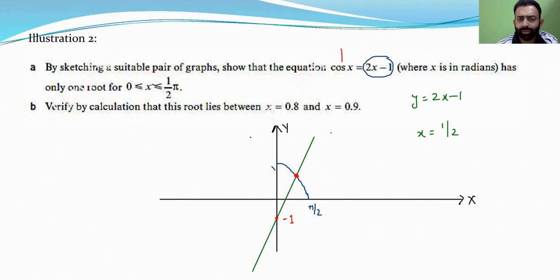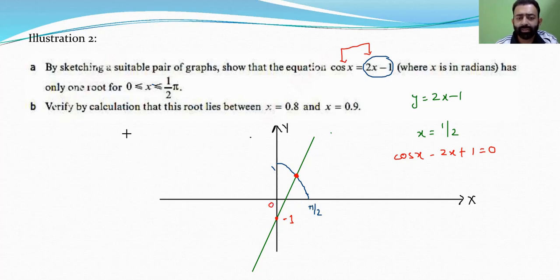And we have to find out this solution. The point of intersection of cos x and 2x minus 1 will give me the solution of cos x minus 2x plus 1 equal to 0. By drawing these two separate graphs, I can find out the solution of f(x), which is cos x minus 2x plus 1 equal to 0. So it says that it has only one root between 0 to pi by 2. Only one root means there will only be a single point of intersection of these two curves. As shown in the graph, there is only this single point of intersection between 0 to pi by 2 for these two curves.